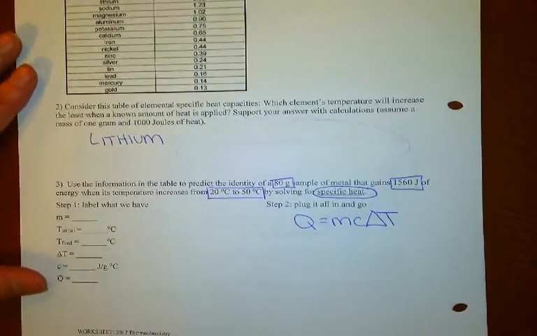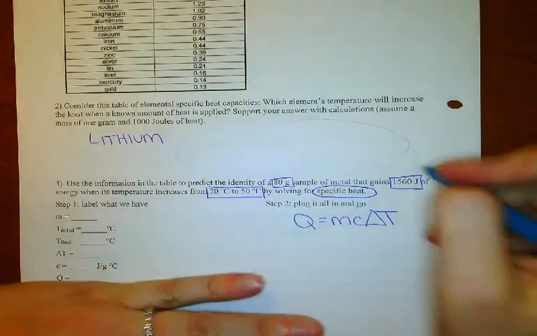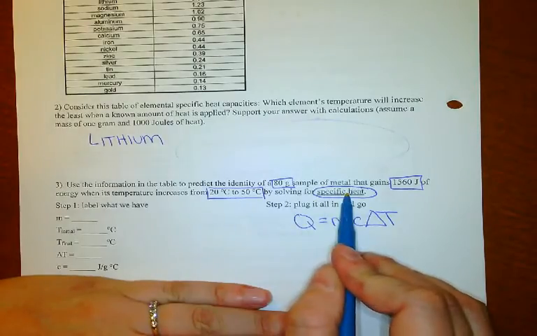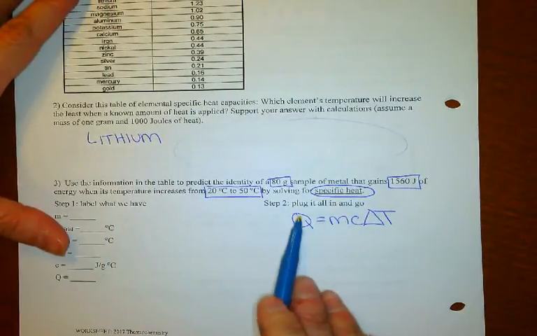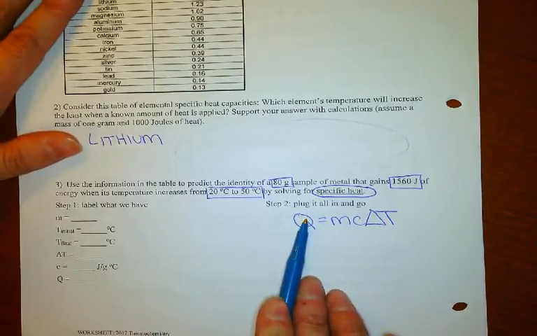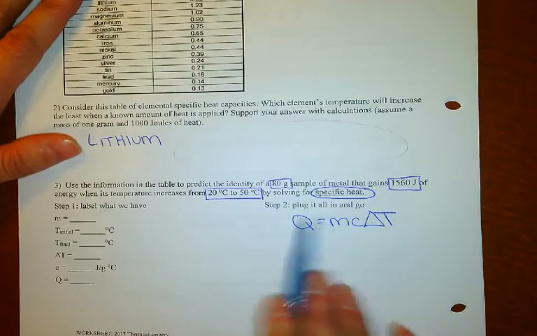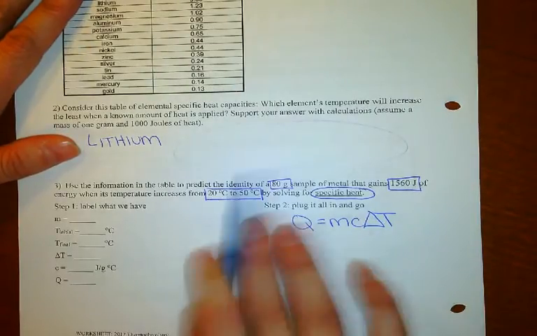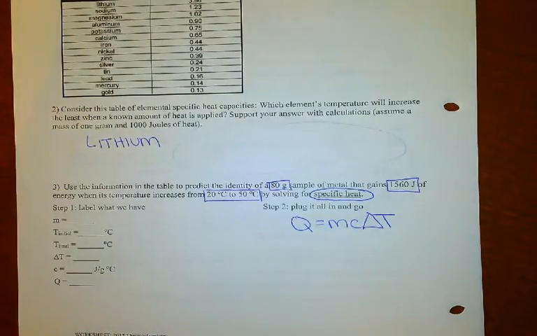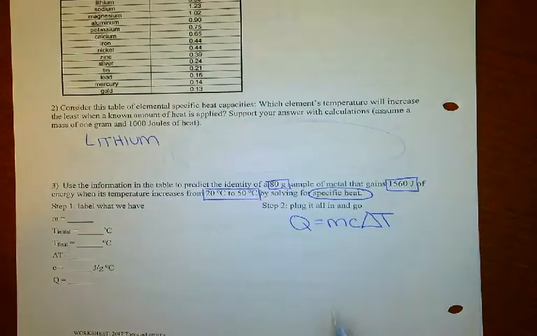Looking at number 3, Mrs. Holmes' students, I always make you box in your givens like this and circle your unknowns. Now the equation is Q equals mc delta T. So that's energy or heat equals mass times specific heat times the change in temperature. So I've got 4 things here, which means I need 4 things up here. I have 3 givens and 1 unknown. So I can look at what we have.